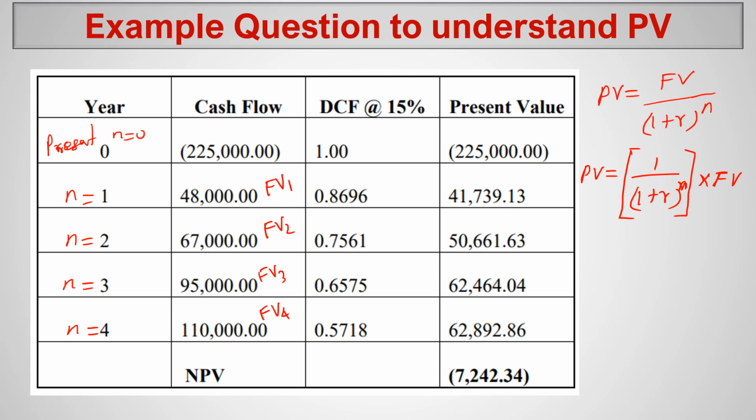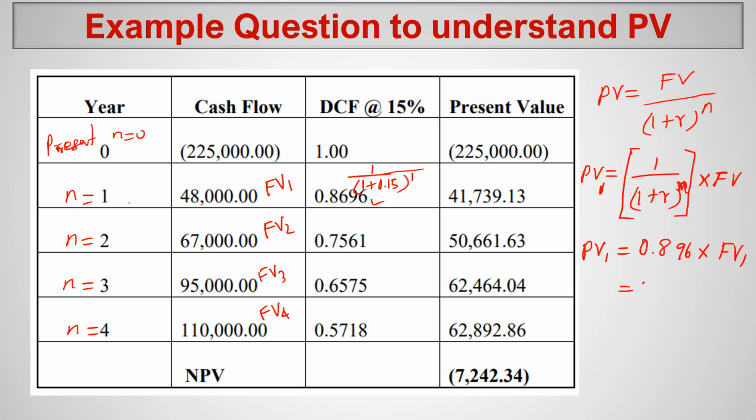Now every time I want to find this factor, 1 over 1 plus r to the power n. So this is what we are doing here: 1 over 1 plus r, 0.15, to the power 1, because n equal to 1. You will get this value, 0.8696. So for PV1, we found the factor, that is 0.8696, multiplied by future value FV1.